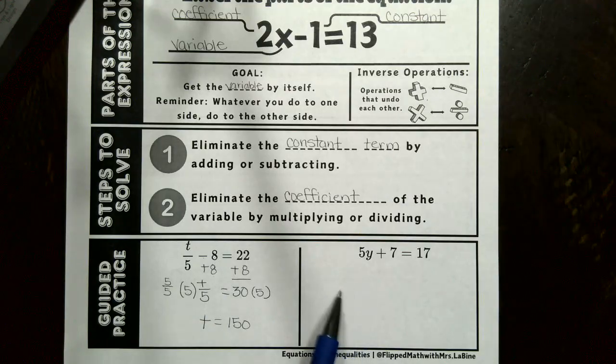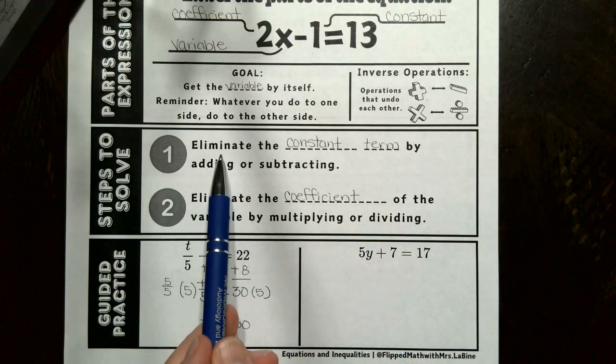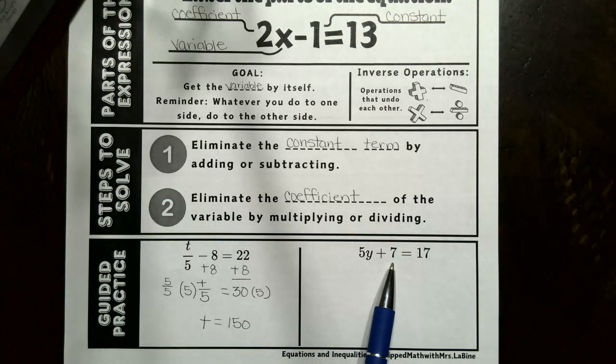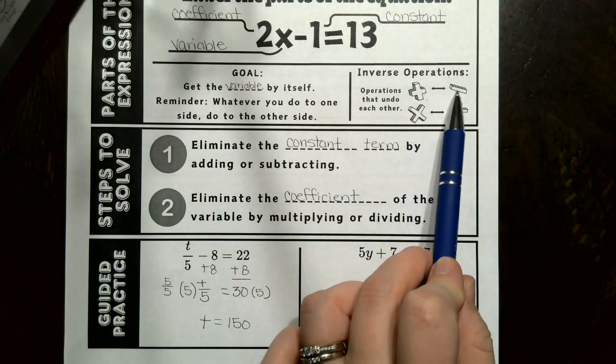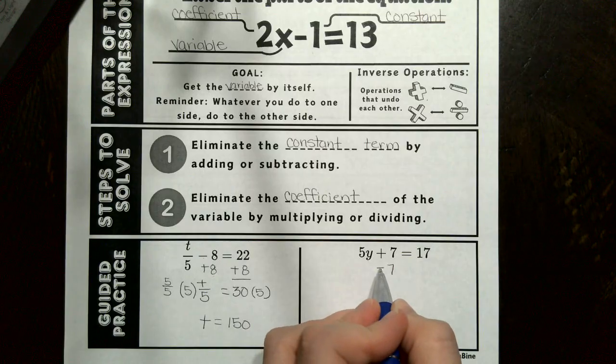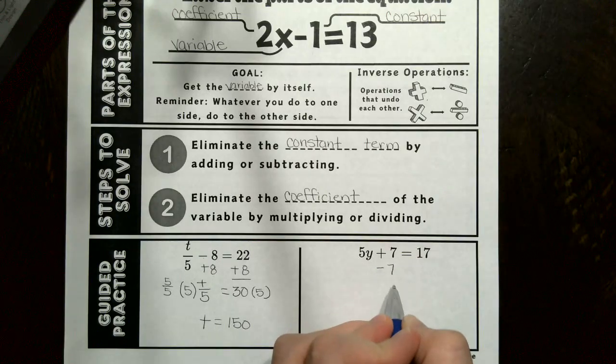Okay, let's look at this other problem. So my first step is to eliminate the constant term by adding or subtracting. My constant term in this problem is 7. This is addition, so my inverse operation is going to be subtraction. So I'm going to subtract the 7 to get rid of it, because if I have 7 and I need to make it 0, I'm going to go 7 minus 7, which is 0.